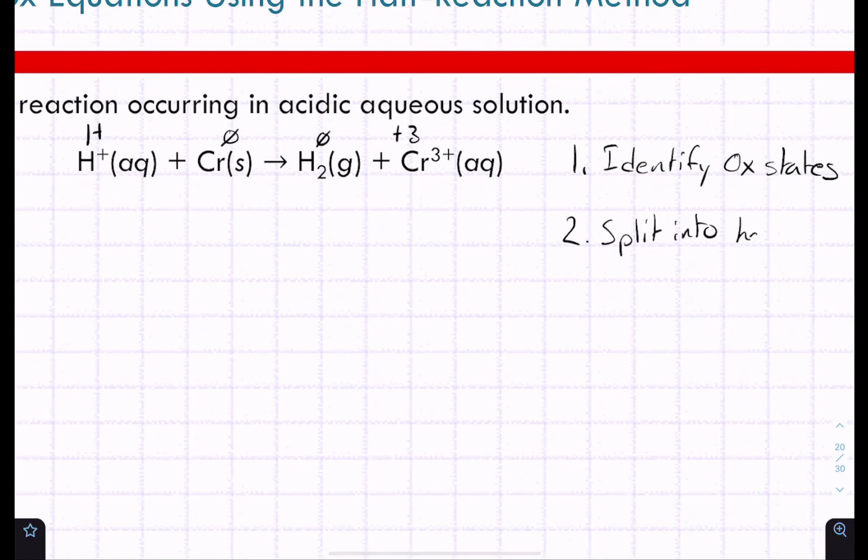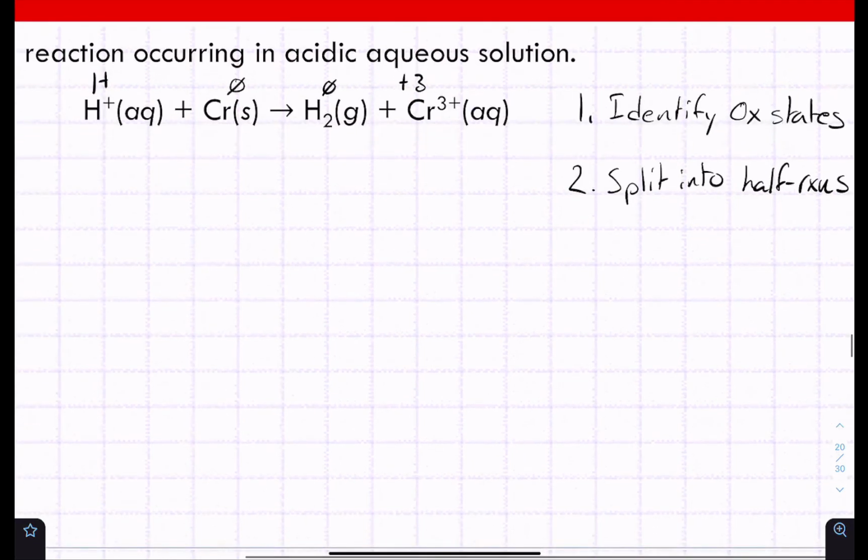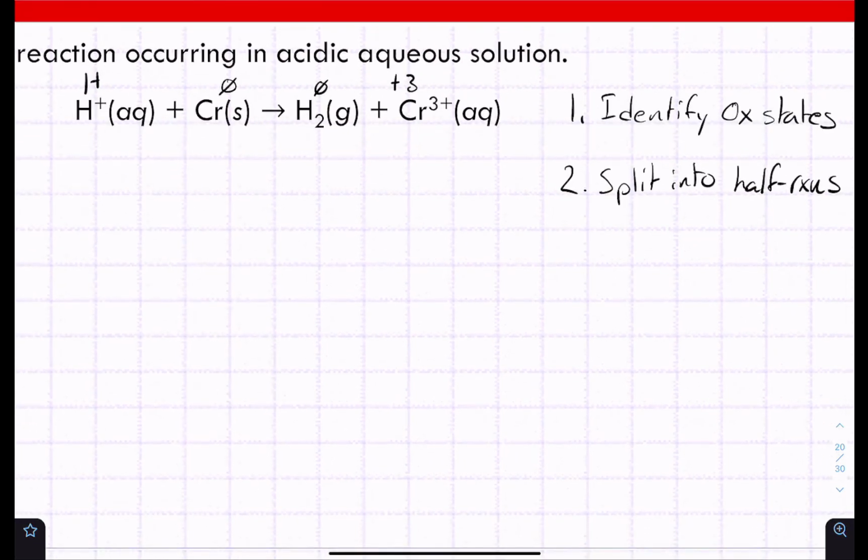So we're going to split these into half reactions based on which one's being oxidized, which one's being reduced. So chromium goes from 0 to +3. So it's increasing oxidation state, so it's being oxidized. So then Cr solid goes to Cr3+ aqueous.